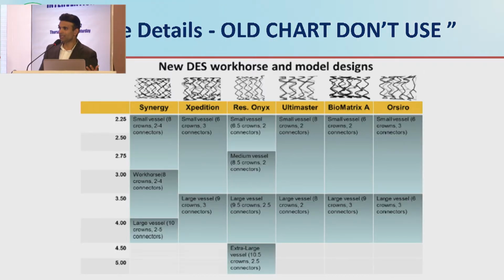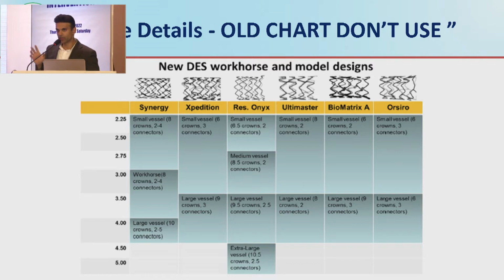So these are the details that you need to know, right? The devil is in the details, and this is an old chart. Don't use this. Find a new chart. I didn't have quick access to the newest charts, but these things have changed, right? Like the 4.0 millimeter Synergy, for example, will go to 5.75, right? So, you know, the Resolute Onyxes will go up to 5.75 as well, right? Your Megatrons go all the way up to 6, right?